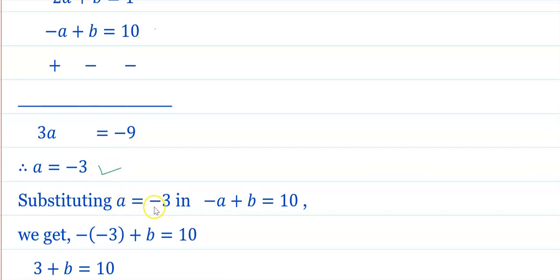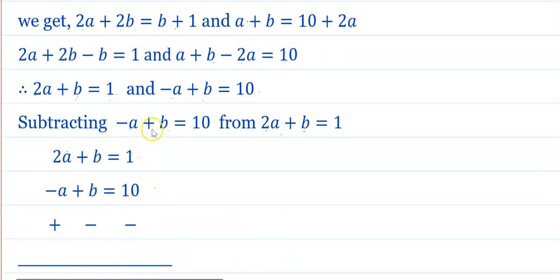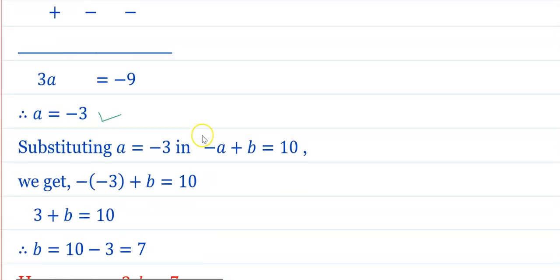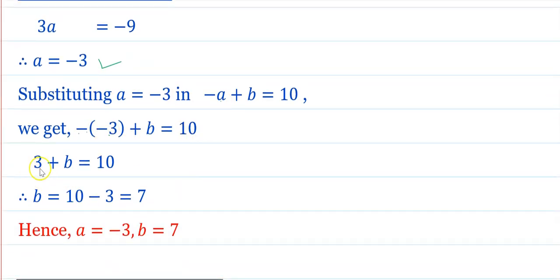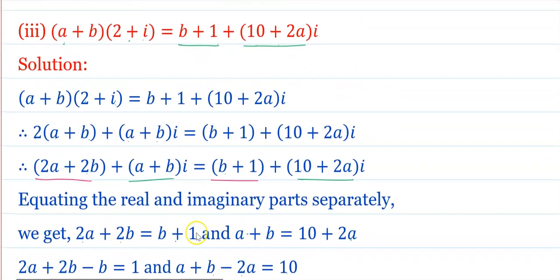Substituting A is equal to minus 3 in this expression, minus A plus B is equal to 10. In this expression we put the value of A, which is minus 3. Minus in bracket minus 3 plus B is equal to 10. This minus and minus will become plus, that is 3 plus B is equal to 10. And hence B is equal to 10 minus 3, which is nothing but 7. And hence, what is the answer? A is equal to minus 3 and B is equal to 7. This is the answer. You can look at it again.